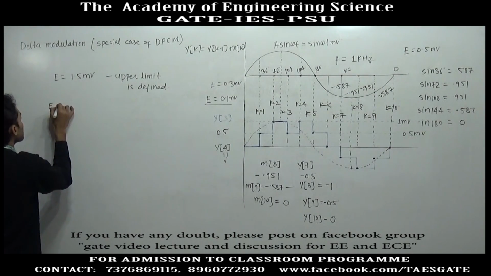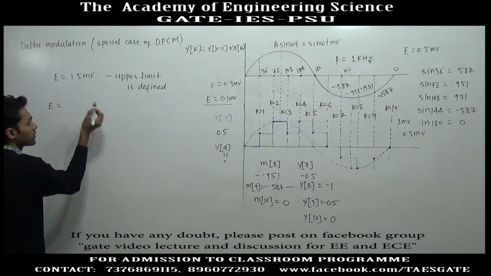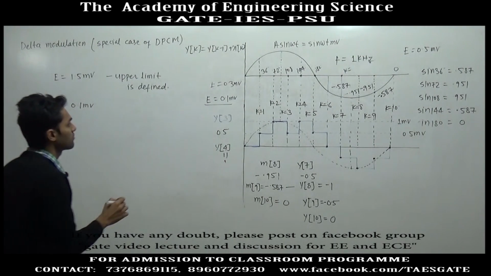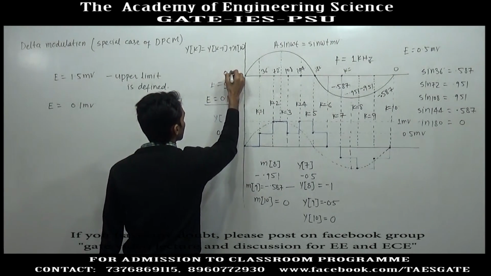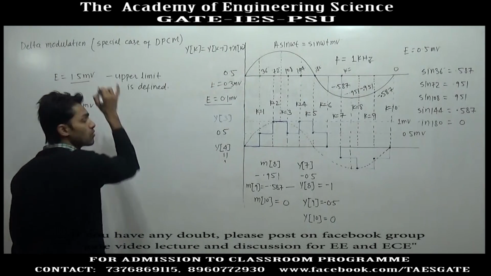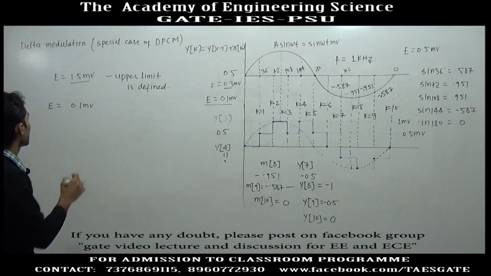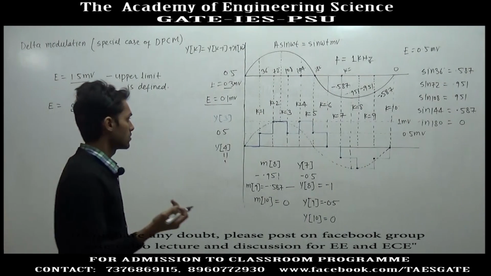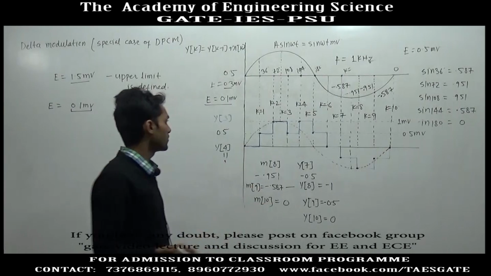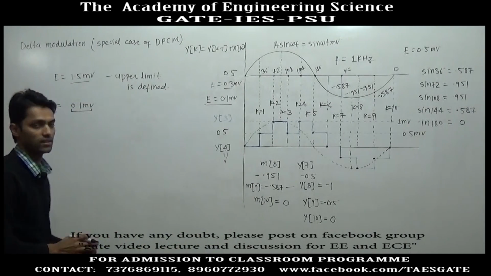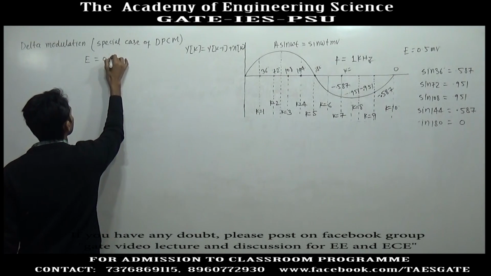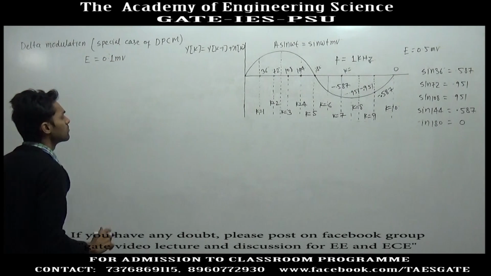So, in the next case I am taking the very low value of threshold, that is 0.1 millivolt. We have done for 0.3, 0.5, you will do for 1.5 millivolt, and I am doing again for 0.1 millivolt, a low value of threshold. So, I am drawing it, and then we will see what is the problem in tracking. E is 0.1 millivolt.